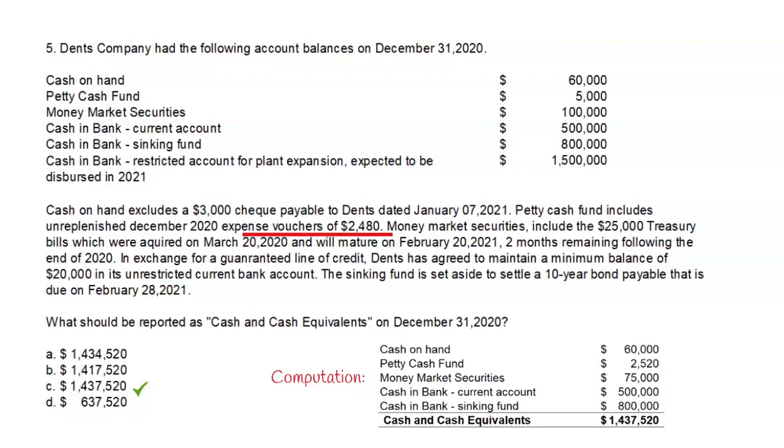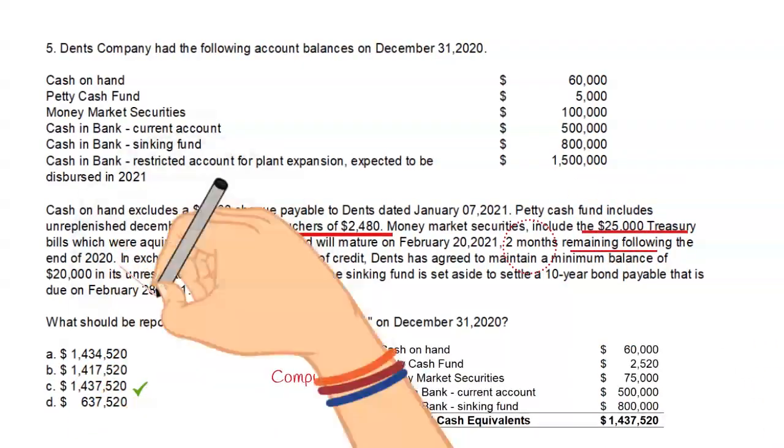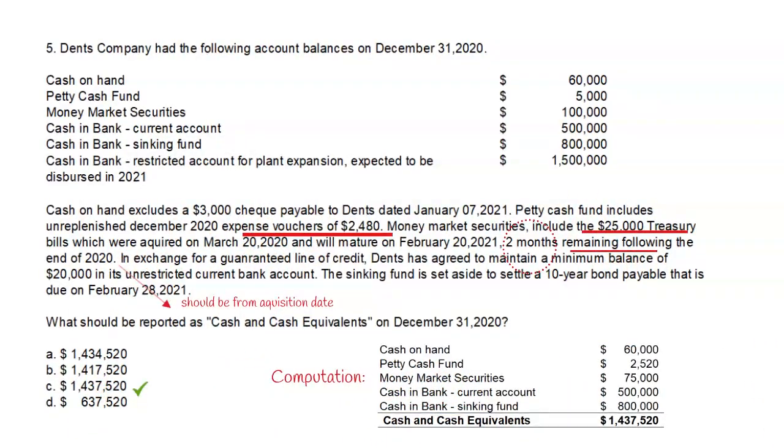We have deducted the treasury bills from the money market securities. Note that the 3-month rule is between acquisition date and maturity date. But the problem is just trying to confuse you by mentioning 2 months remaining period from the end of the reporting period, which is not the rule to follow.